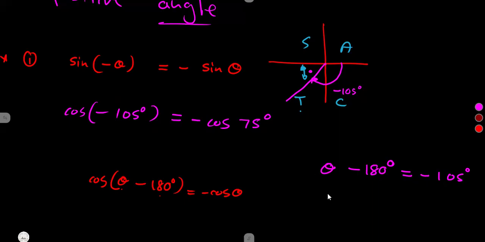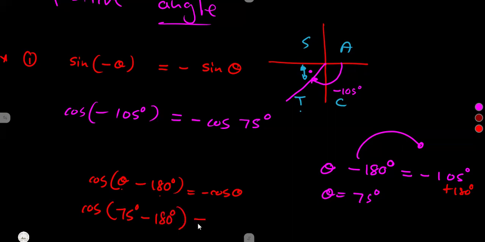So what is my theta? I can solve this theta by taking this to the other side. So it can be a positive 180. Adding this, we're going to get the same 75 degrees. So it means our theta is 75. So it was supposed to be written as cos of theta, 75 degrees minus 180 degrees. So it is equal to minus cos theta, so it simply means it's minus cos of what is our theta, the acute angle, 75 degrees.